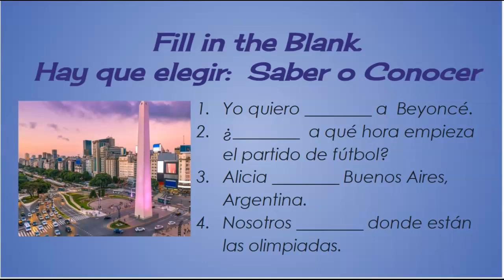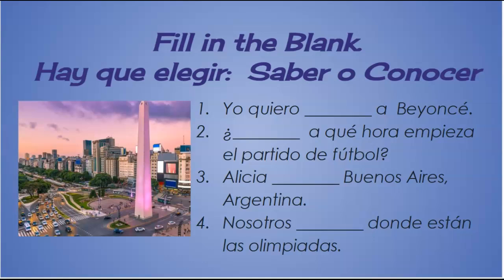Okay. ¿A qué hora empieza el partido de fútbol? The time. It's a fact. Do you know what time the game starts? Which one was that one? And it's do you know? That's a 2. Okay. And then Alicia, Buenos Aires, Argentina. She's familiar with it. She's been there. Which one? Saber o conocer, and can you conjugate it right?